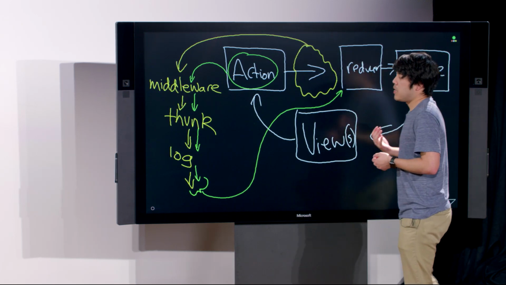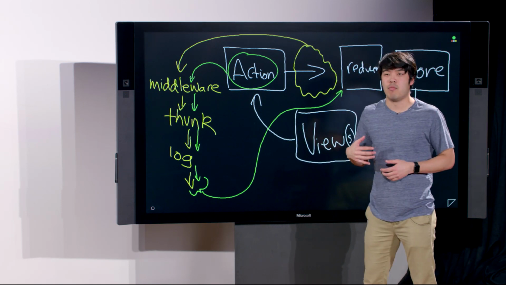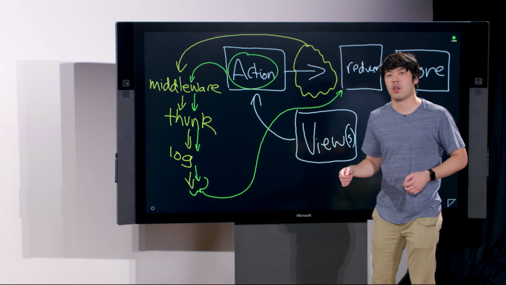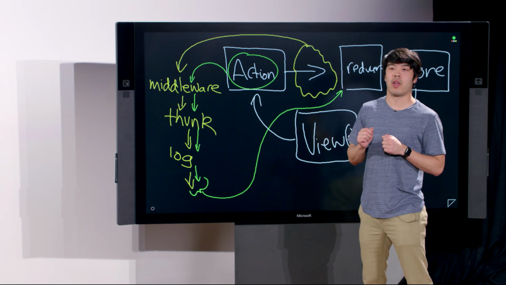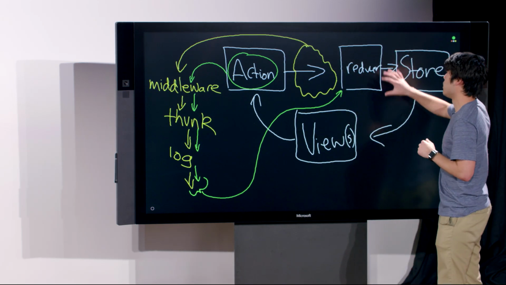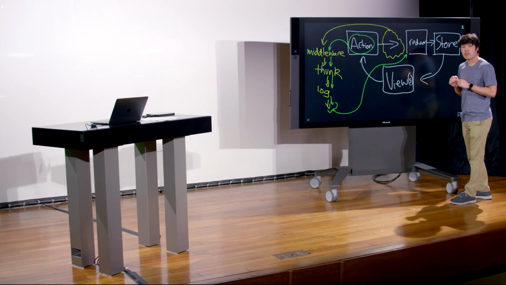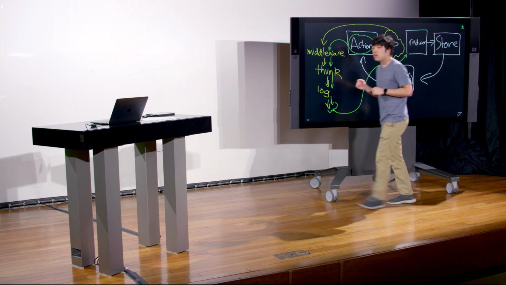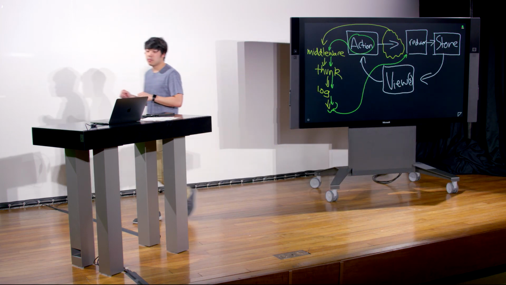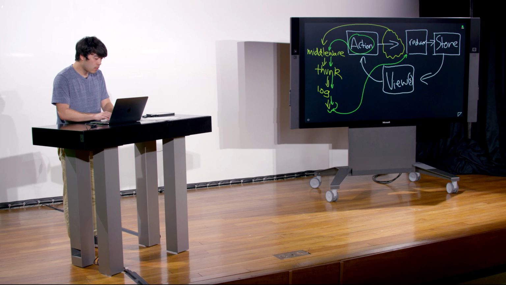And so basically what middleware does is it allows us to mess with any of our parameters before we send those parameters into the core library. In this case, the core library is the reducer and the store. And so let's build out the rest of this example. And I think we're actually basically done.